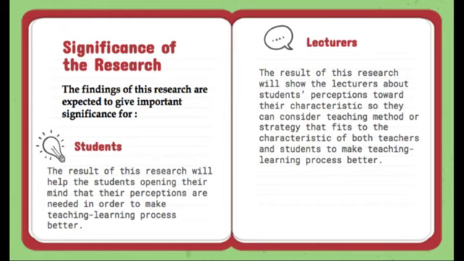Significance of the research. In this part, we can tell the readers that our research findings will be significantly useful and give important significance for other people. In this proposal example, the researcher expects that the result of her research will help the students open their minds that their perceptions are needed in order to make the teaching-learning process better.